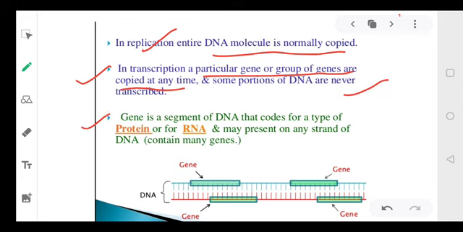Now we must remember what is a gene. We have spoken about this earlier also, but I am revising it for you. A gene is a segment of DNA, and it codes for proteins and RNA. We can show it in the diagram. I have indicated this DNA, and these indications are genes. These are the portions of the DNA, and they give rise to proteins or RNA.